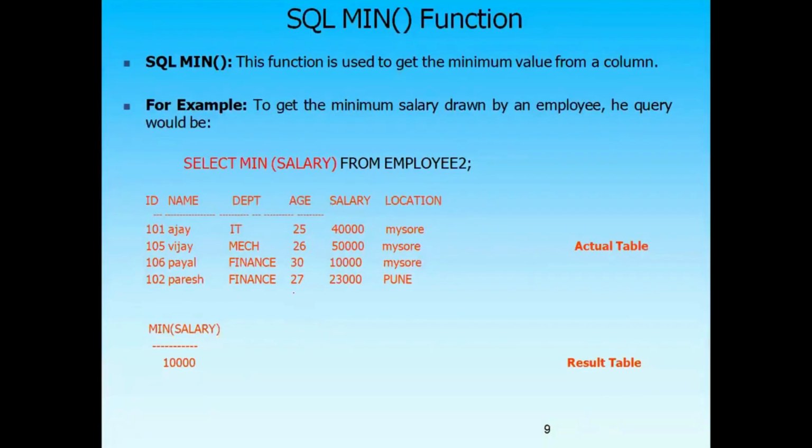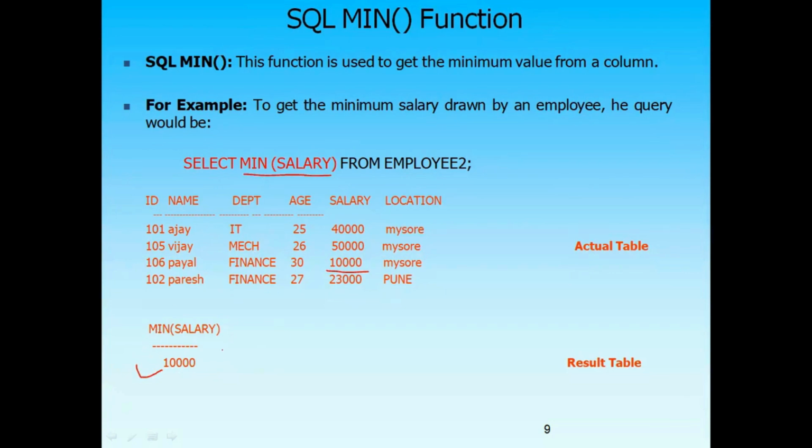Then next is the minimum function. Same as the maximum function, you can use the minimum function to retrieve the minimum salary from the table. If you observe, 10,000 is the minimum salary, so my result will be 10,000 here, right? If you observe, the name of the column is the same as the function name here.